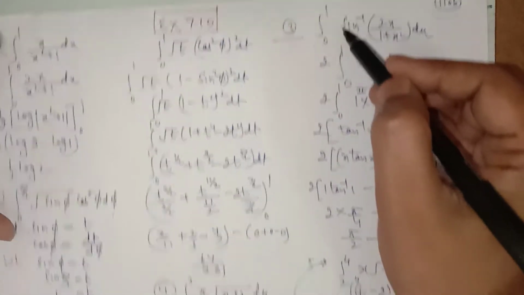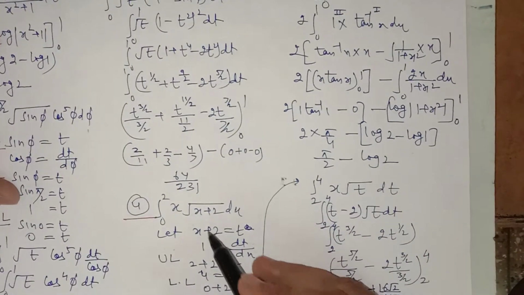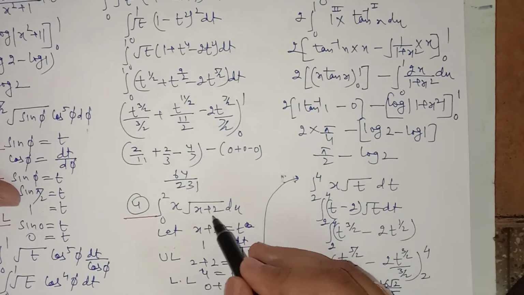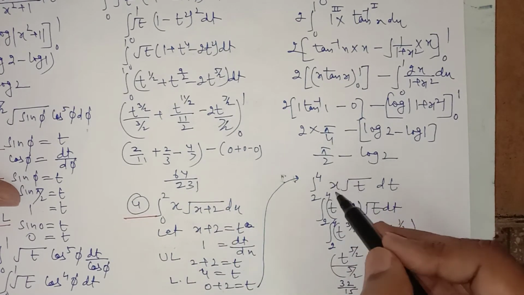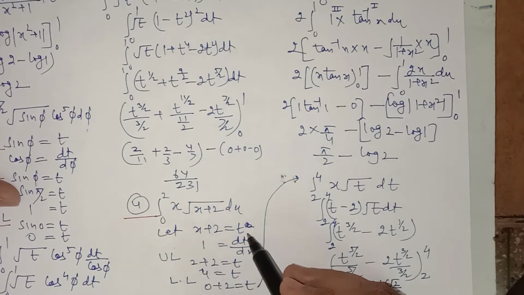So this is coming out to be like this, and you can integrate this, replace x plus 2 by t. You are still having x with respect to t. You have to convert this x in terms of t, so you can convert this x in terms of t from this, whatever you have let.